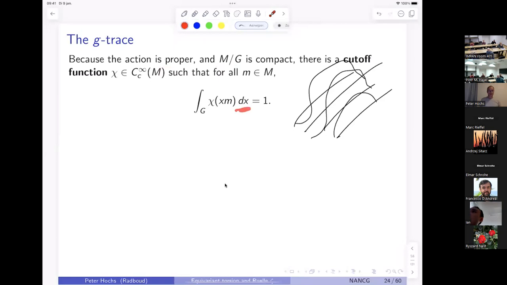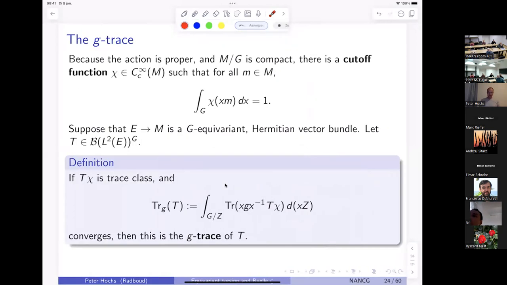I'm choosing a cutoff measure here, of course. So given a function chi like this, suppose we have a G-equivariant Hermitian vector bundle over M, and we look at the L2 space of sections and a G-invariant bounded operator T on that space.